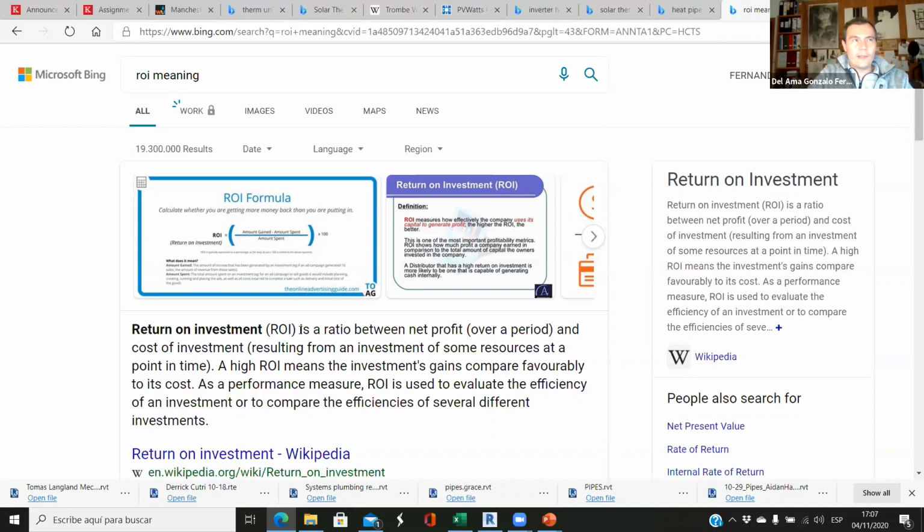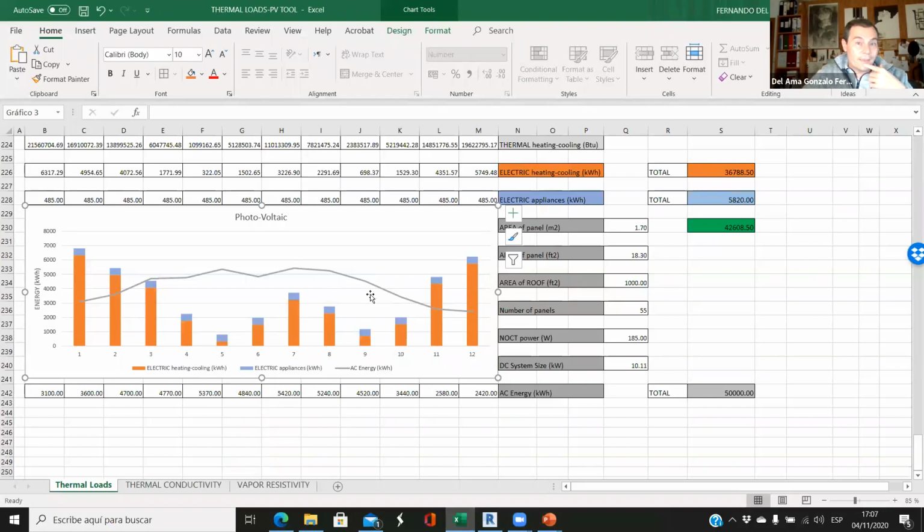I told you that everything above 10 years is not a good investment. So if we make this business and the return on investment is above 10 years, people will not go for this option. It depends on the money that we can make by selling energy to the company. If we don't have a good business here, nobody will do it.